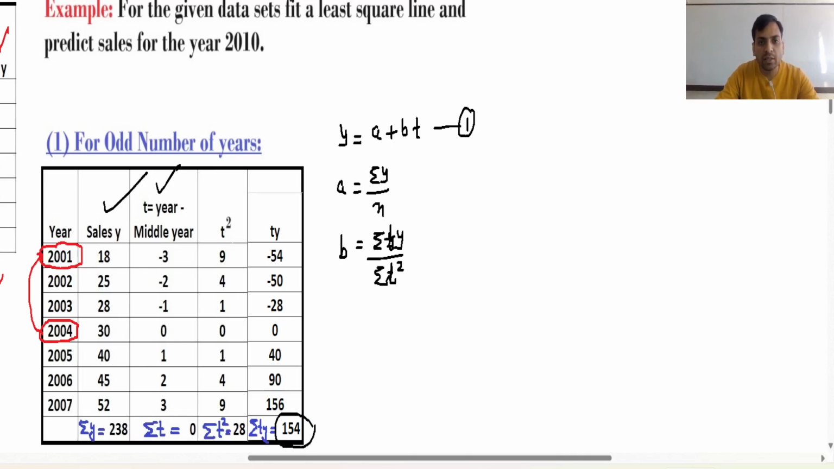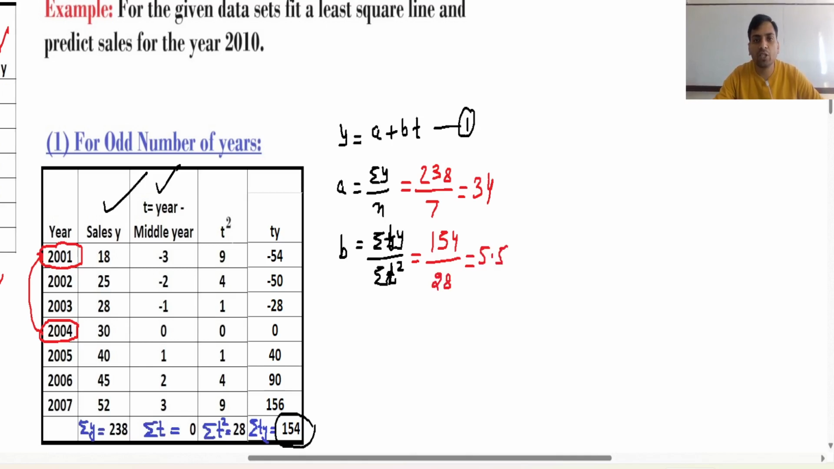And this is summation t square, so you need a column for t square, so this minus 3 square is 9, this minus 2 square is 4, so on summation you will get this 28. Now we will put all these values in these formulae, so summation y equals 238 divided by n equals 7, then you will get this as 34. And second, this summation ty is 154, and this quantity divided by summation t square, that is 28, so this equals 5.5.